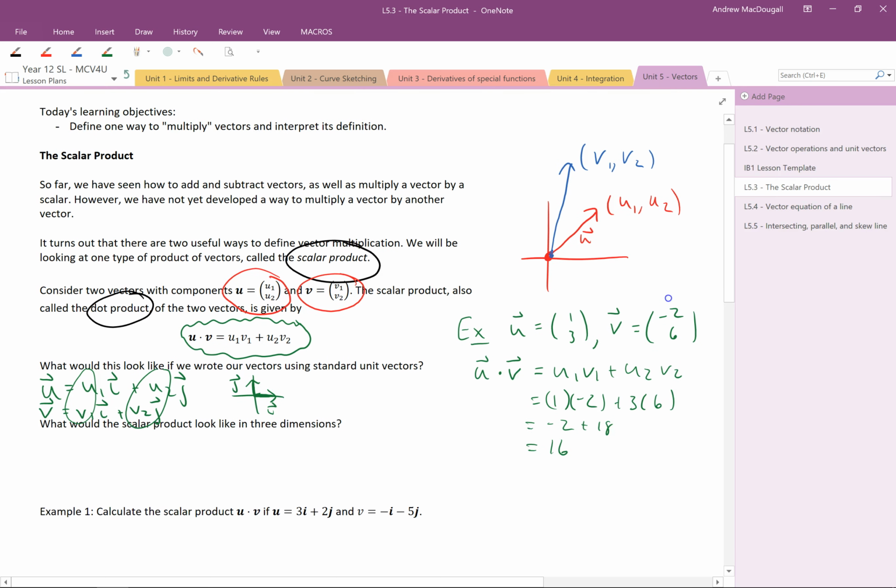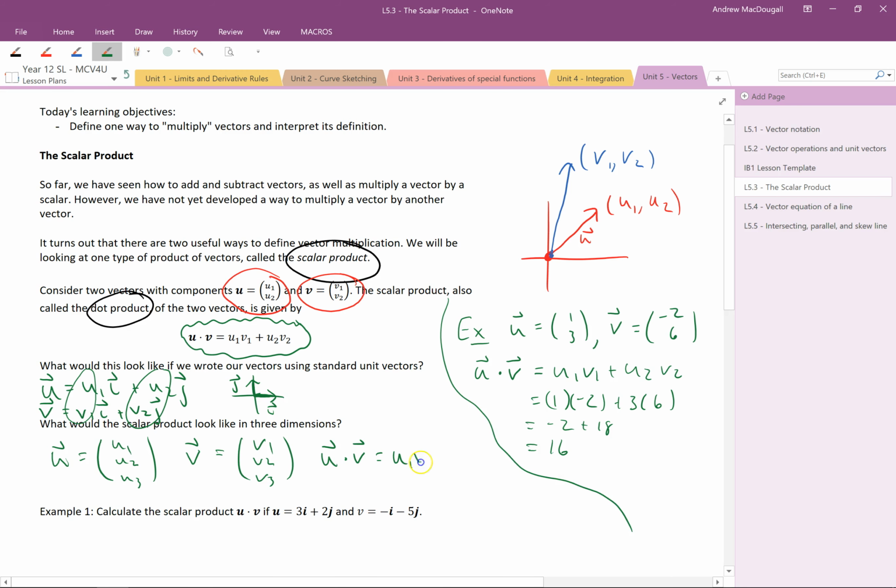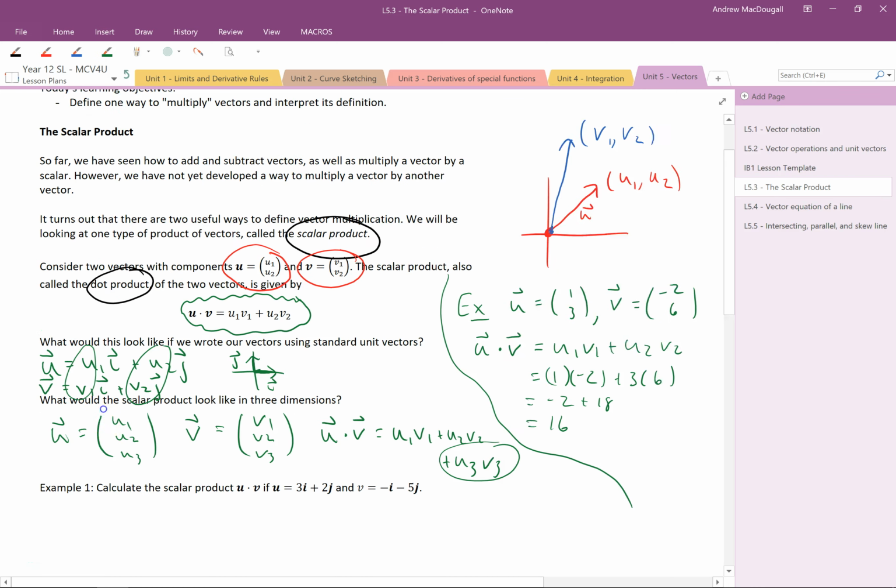If we had a 3D vector, so u is u1, u2, u3, so now it needs three coordinates to place its tip, and v is v1, v2, v3, then u dot v, in very similar fashion, would be u1 v1 plus u2 v2 plus u3 v3. So same thing, you just add in this third dimension.